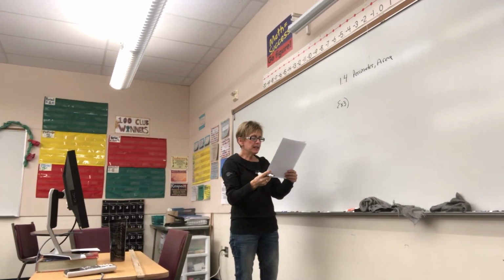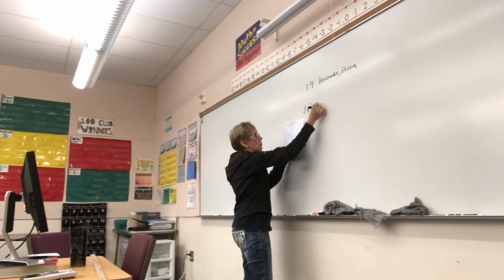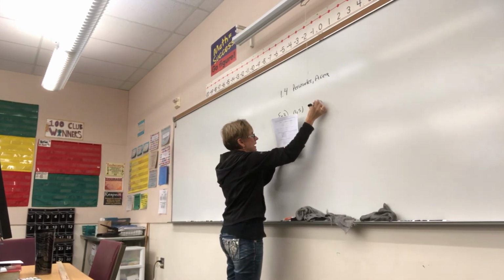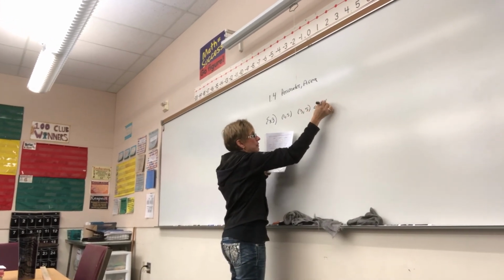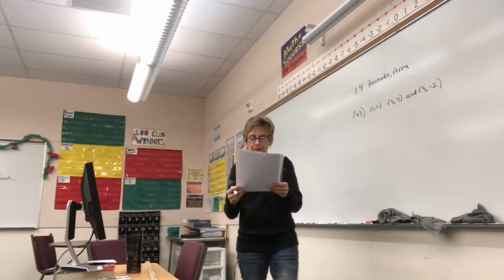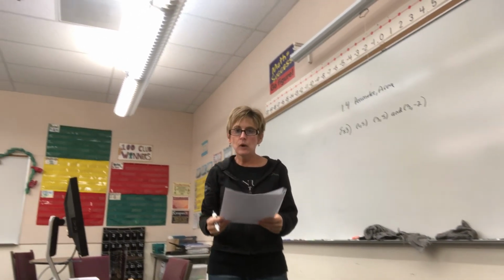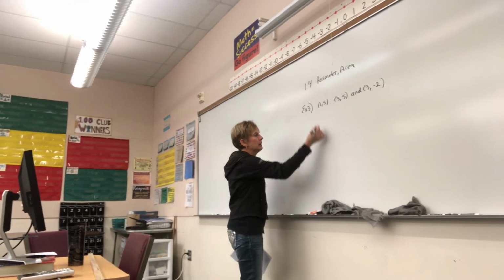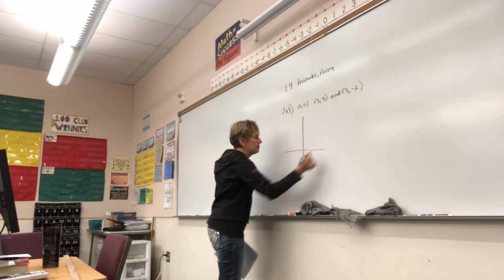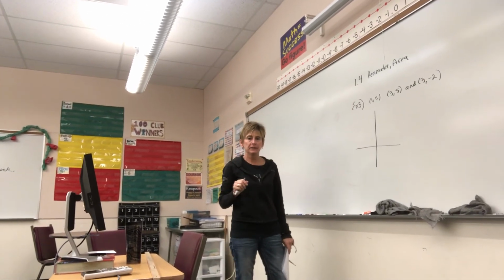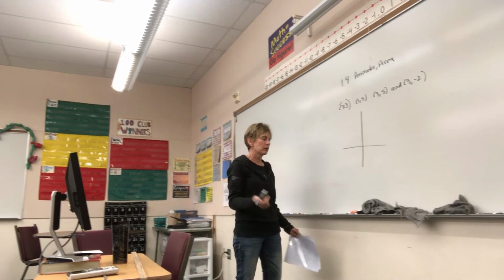It says a rectangle has vertices (1, 5), (3, 5), and (3, -2). Find the remaining vertex of the rectangle. What is the perimeter and area? So let's do that one step at a time. First, we do want to graph the points. By the way, on your homework, I do need you to graph these points. I don't want just the answer. I want to see your work.